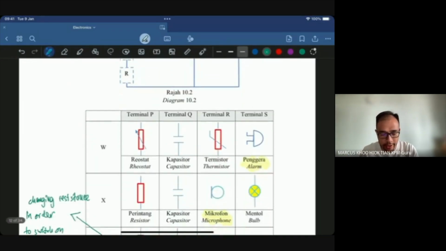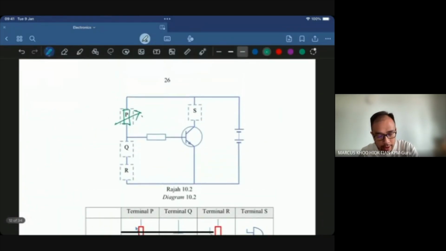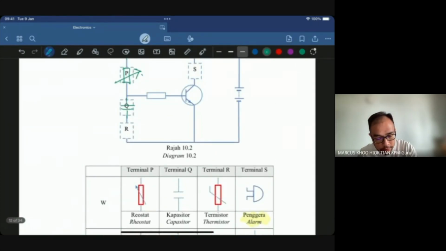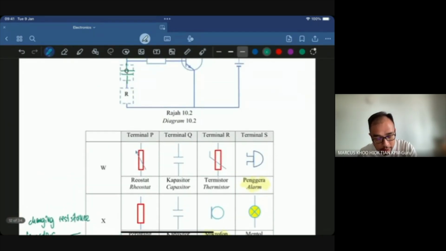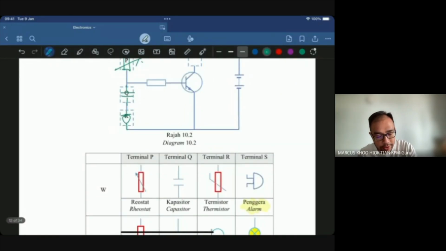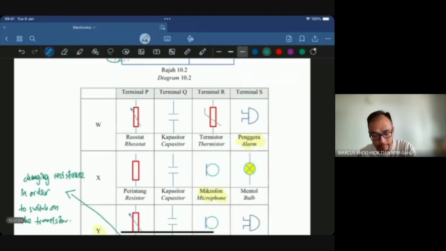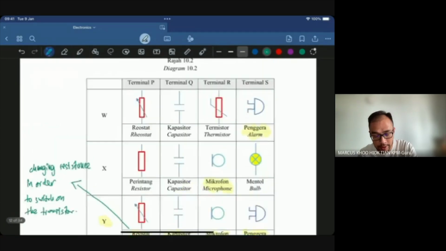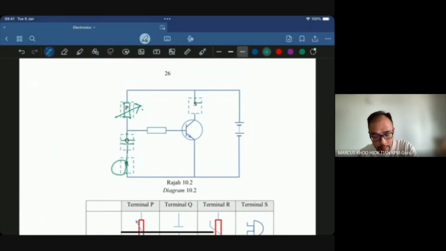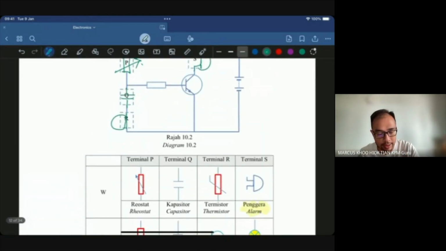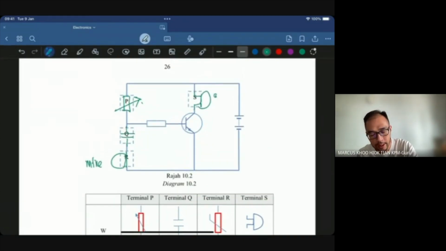Okay, we put the rheostat over here in P, and then we put the capacitor in Q. So here is the capacitor, and then R is the microphone. Should be like that. Okay, this is the microphone, and then S will be the alarm. This is the mic. This is the alarm.